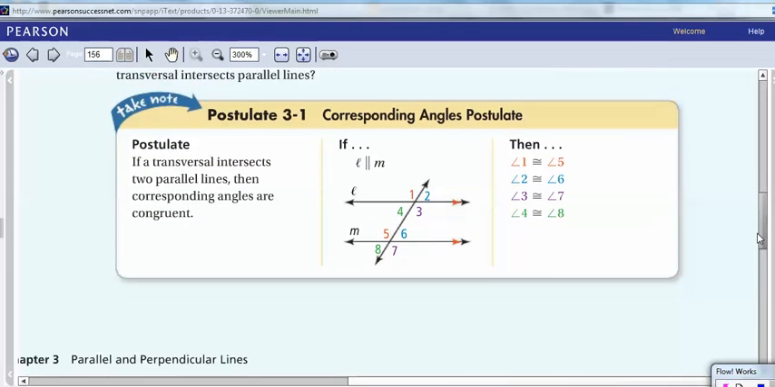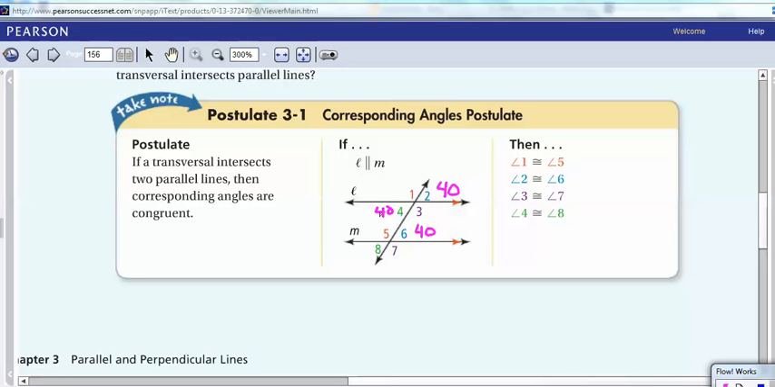Alright, so based on the information I just gave you, if we take this drawing right here, and I tell you that angle 2 is equal to 40 degrees, then what is angle 6 equal to? It's equal to 40. Why? Trevor: because they're corresponding. Good. If this angle is 40, what's angle 4? 40. Why? Because they're alternate interior, and alternate interior angles are congruent.